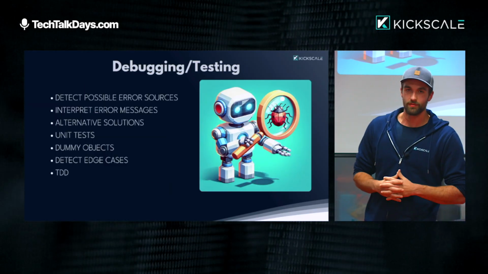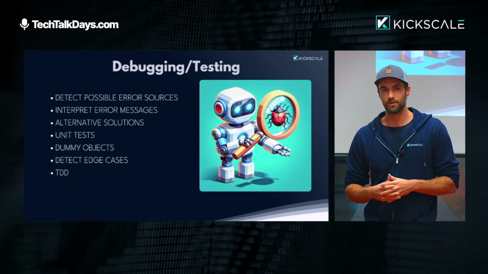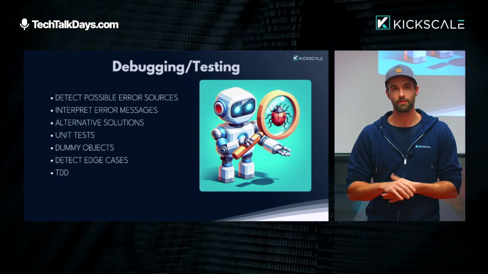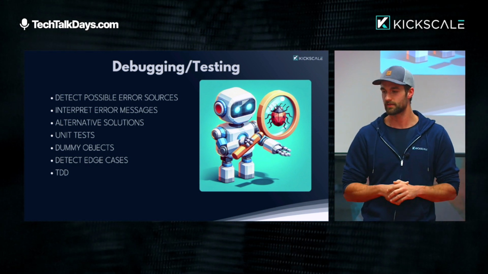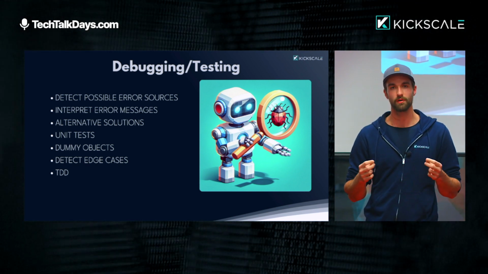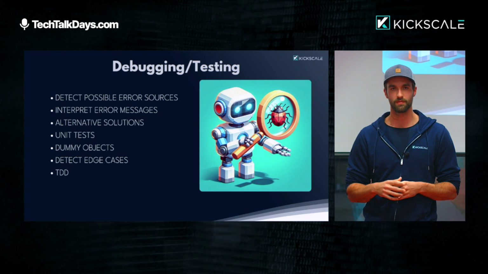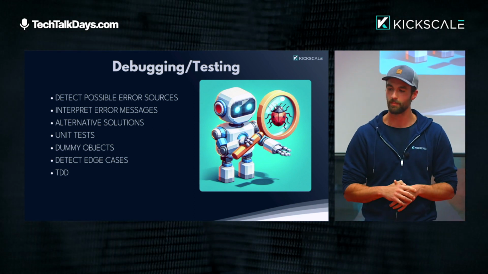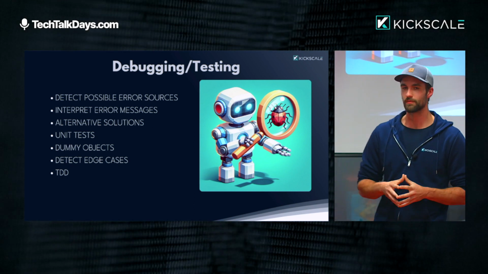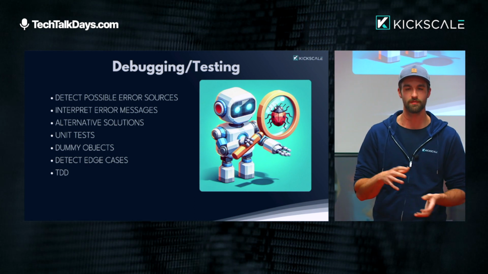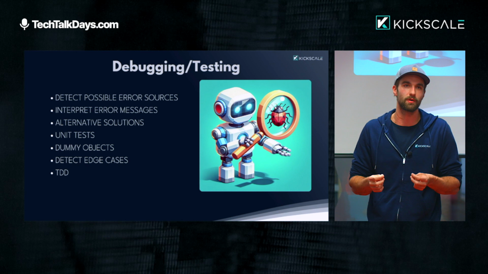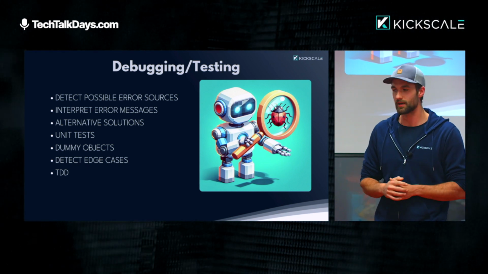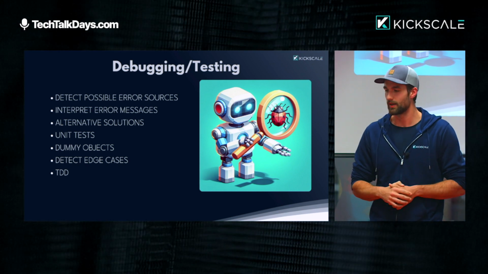We also use it a lot for debugging and testing. So what you can do, you can analyze your code. You can tell it to detect possible error sources that have not been covered yet. You can interpret obscure error messages, which is really useful if it's something that you've never encountered before. You can also ask it to give you alternative solutions to problems. So if you have a big function that does some complex calculation and you know it probably could be written a little bit easier, you can ask it to do that for you.